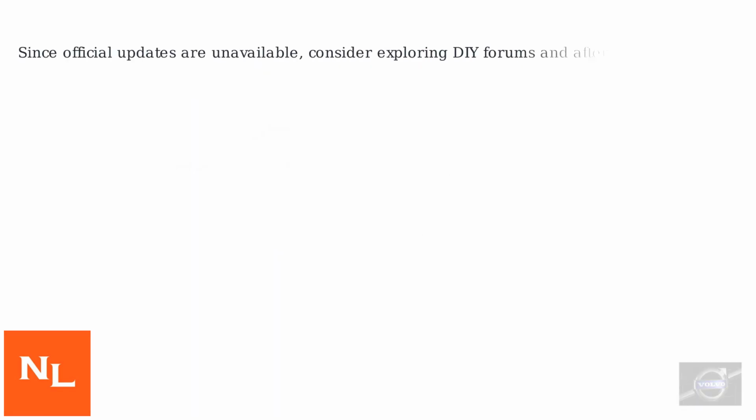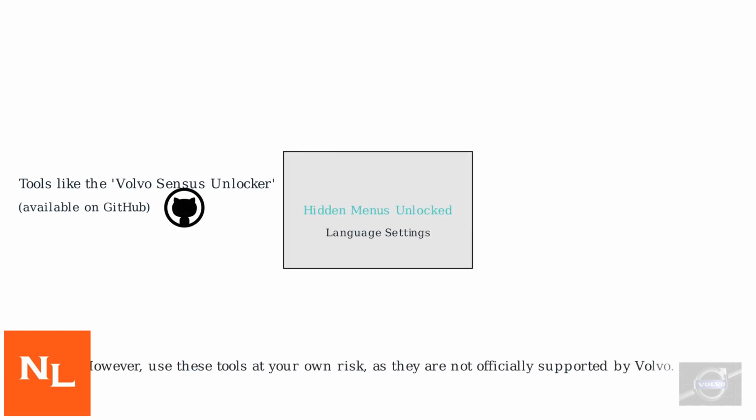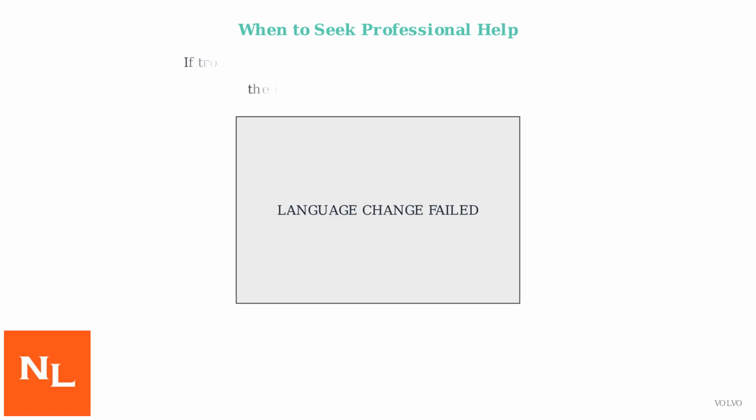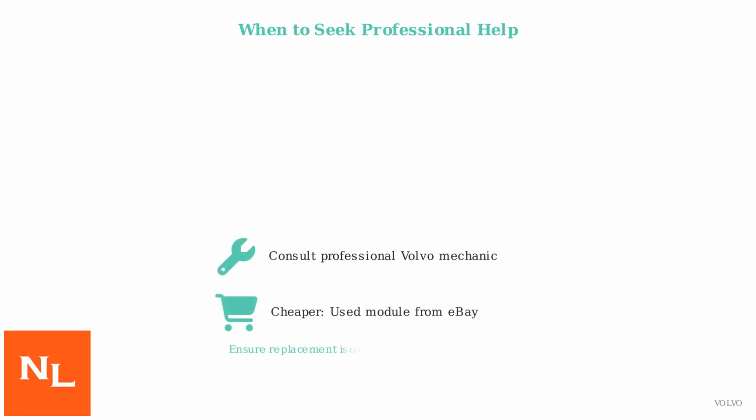Since official updates are unavailable, consider exploring DIY forums and aftermarket solutions. Tools like the Volvo Census Unlocker available on GitHub can provide access to hidden menus and potentially enable language changes. However, use these tools at your own risk, as they are not officially supported by Volvo. If you've tried the troubleshooting steps and the language still won't change, the infotainment module might be faulty. Consider getting it checked by a professional Volvo mechanic.